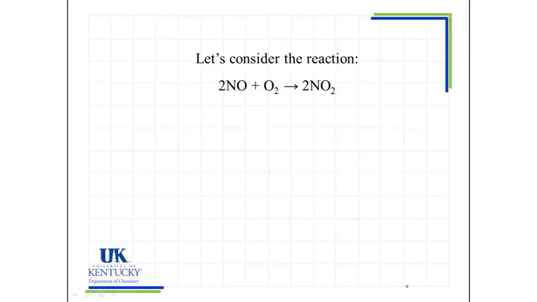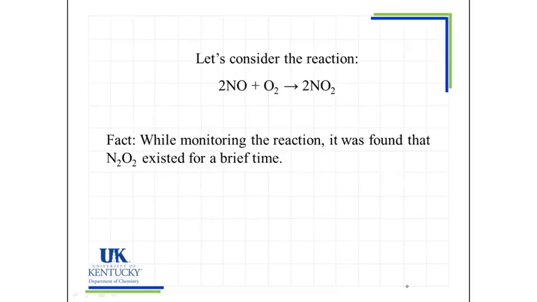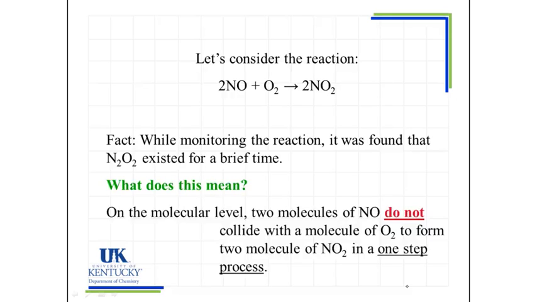Let's look at this reaction. We have 2NO and O2 producing 2NO2. This is an observable fact. When you're monitoring that reaction, you find that some N2O2 exists, but just for a brief time. It is not a reactant, it's not a product. So what would that mean? Well, that can't possibly mean that two molecules of NO collide with one molecule of O2 and out pops some NO2. It means that on the molecular level the molecules are doing something else. So they do not collide to produce it in a one-step process.